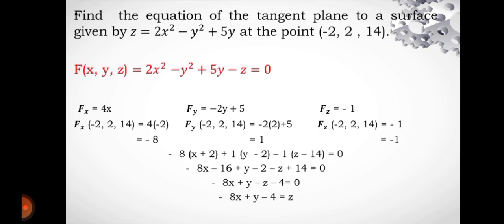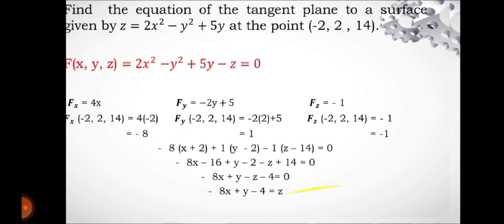So −8(x + 2) + 1(y − 2) − 1(z − 14) = 0. And then −8x − 16 + y − 2 − z + 14 = 0. And that would be −8x + y − z − 4 = 0. And then −8x + y − 4 = z.